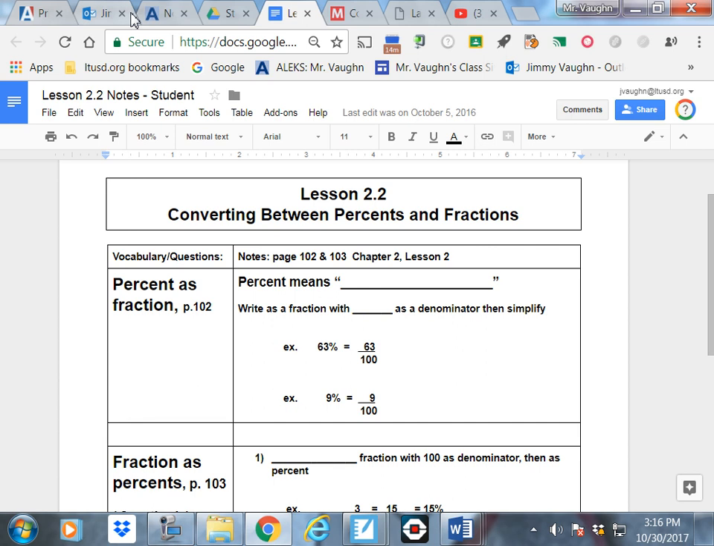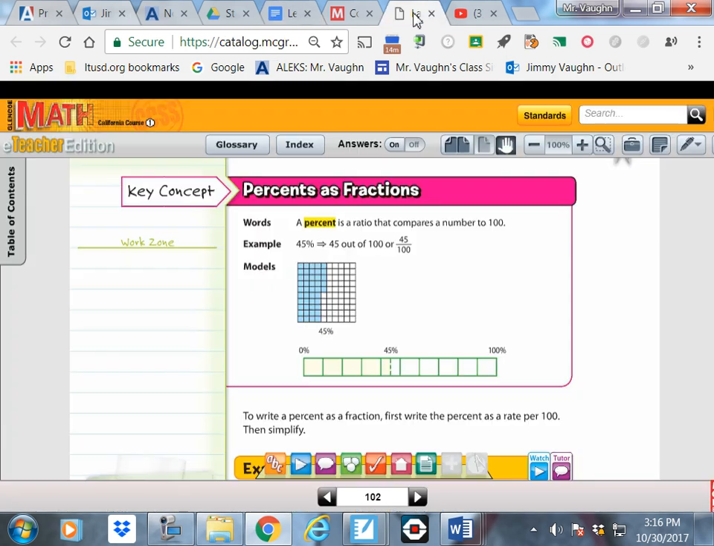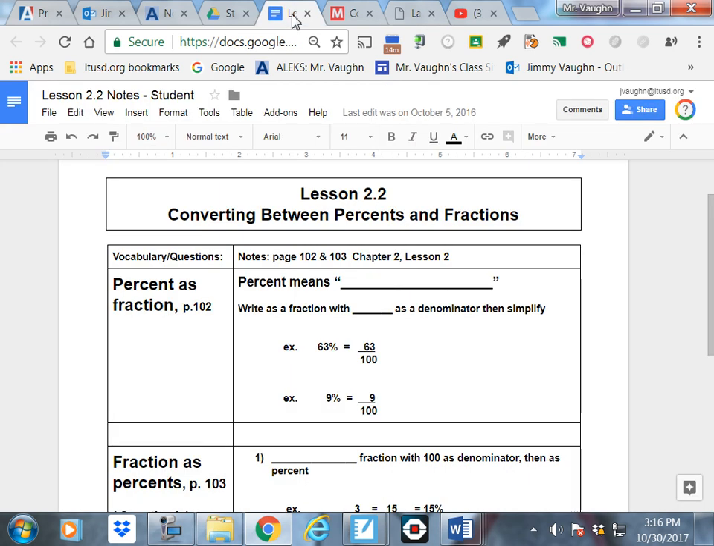Yes, it is. Video lesson 2.2, chapter 2, lesson 2, converting between percents and fractions. Percents into fractions and then fractions into percents. You should be looking at pages 102 and 103 in your packet as well. It should look like this. Okay, and have those notes out while you're watching the video lesson.